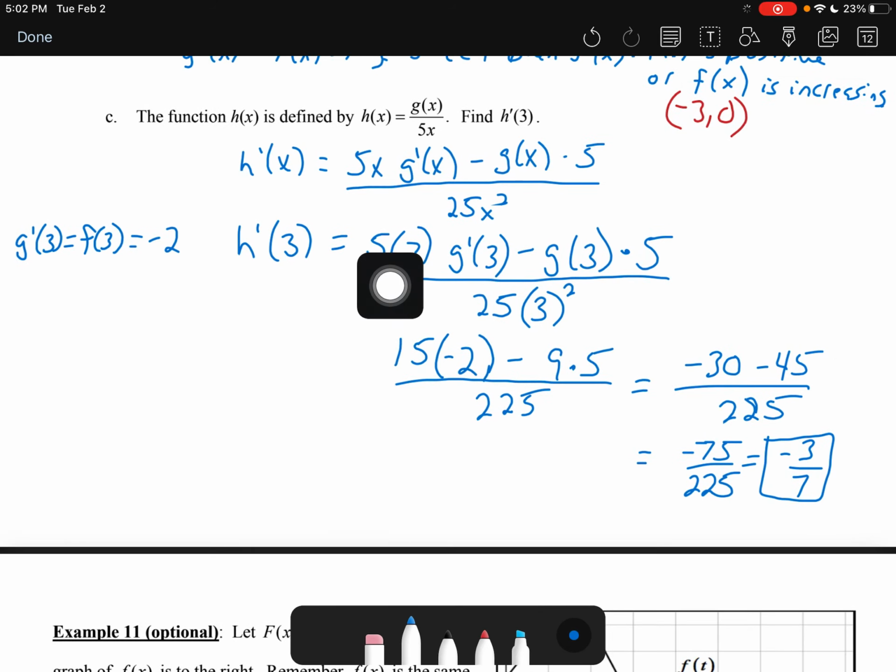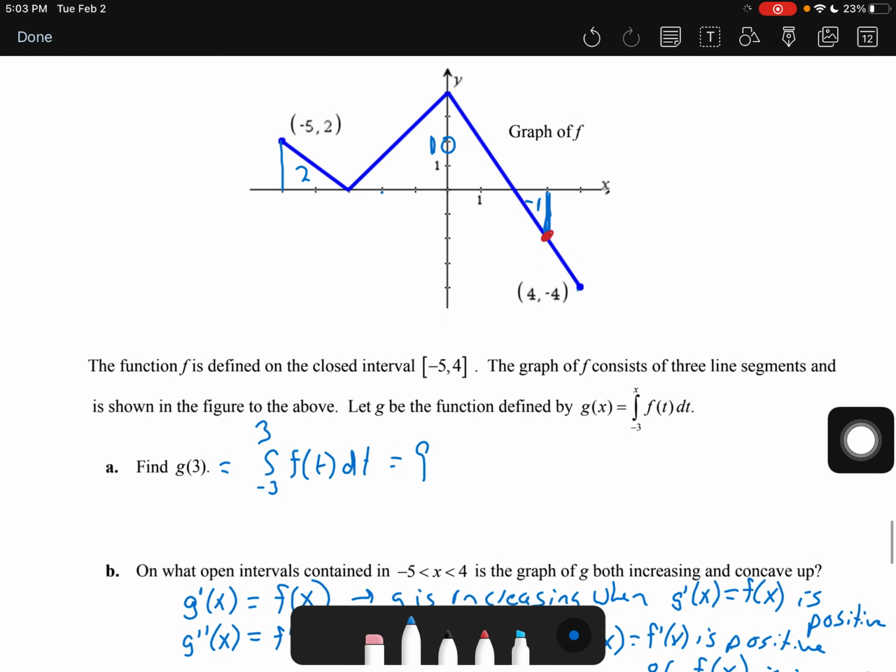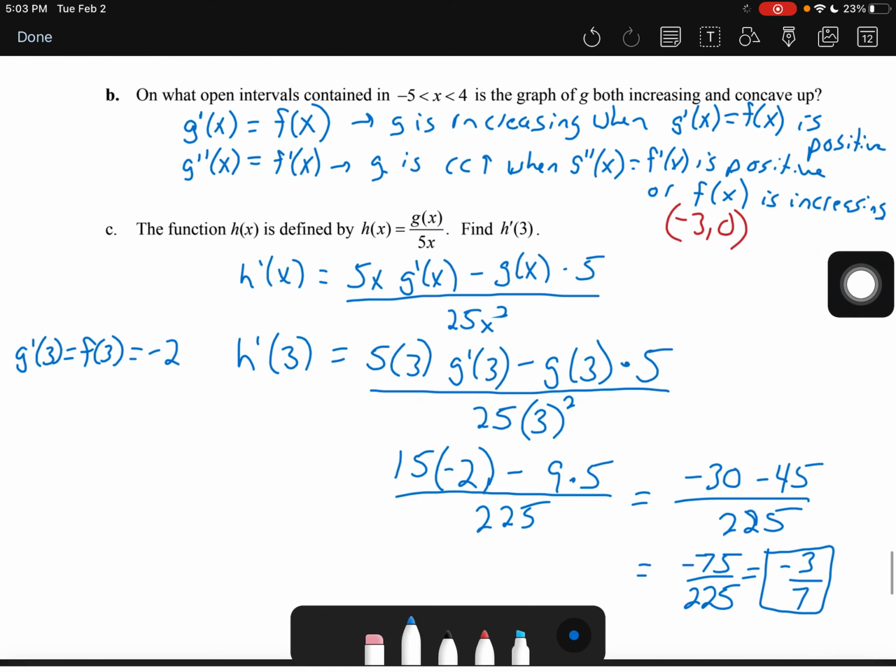Now we have to go back and find what some of these values are. Well, 5 times 3 is just 15, but g prime of 3? Remember, the derivative of g is the same as f. Since g prime of x equals f of x, g prime of 3 means f of 3. Up on the graph, what is f of 3? It's just the function value at 3. The y-coordinate right here is negative 2. So g prime of 3, which is the same as f of 3, is equal to negative 2.